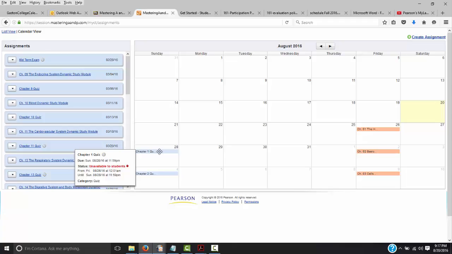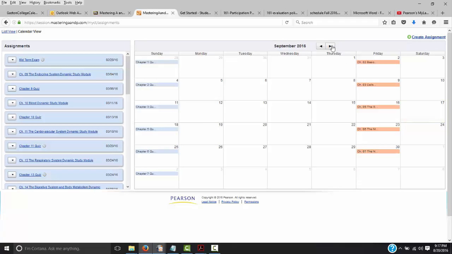So every assignment that you have from Mastering A&P, which is every assignment except the discussion board icebreaker, will be found here. August, September, and so on. So you have a complete list of when your assignments are due and broken down by color. The exams will be a different color than the modules and the quizzes.